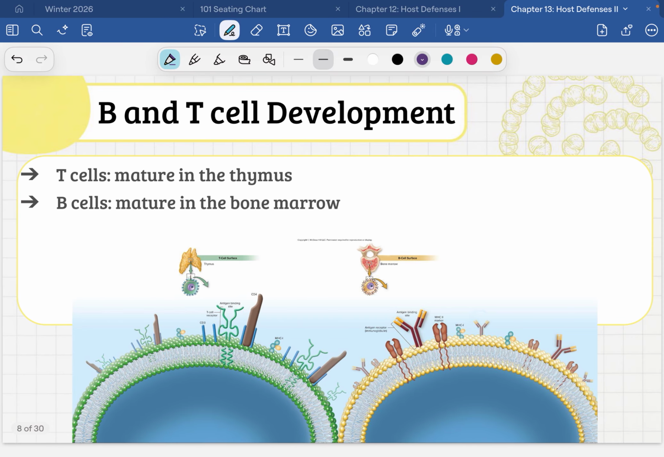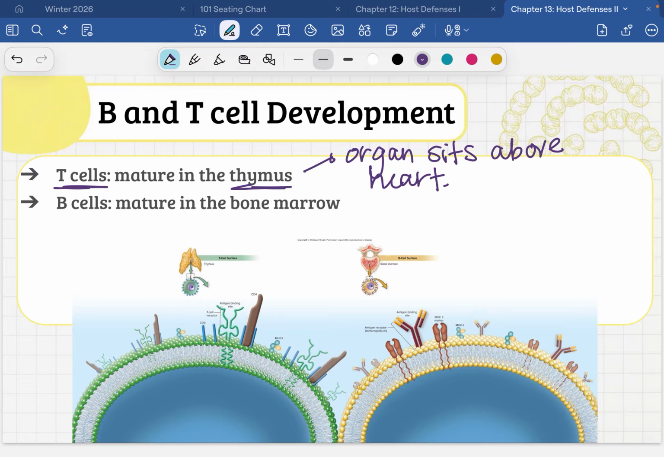Okay, so lymphocyte diversity. So B and T cell development. B and T cells are named this because of where they develop. T cells mature in the thymus. And the thymus is an organ, I think it's an organ, gland, that sits above the heart. So if you've ever seen a picture of a thymus, I think it looks like a little hat sitting right on top of your heart. It's like a triangular shaped organ that sits right on top of your heart, and it produces your T cells. Thymus, T cells, thymus.